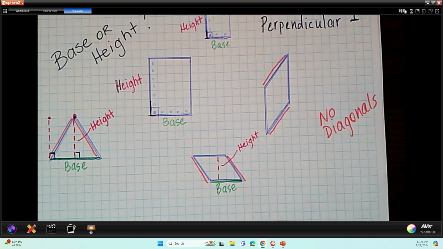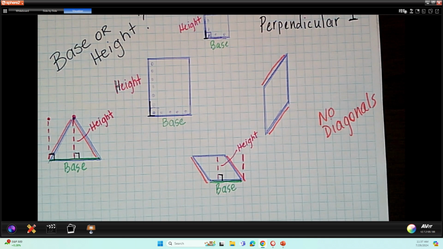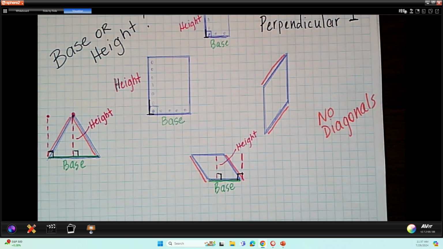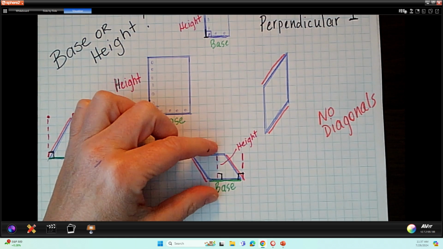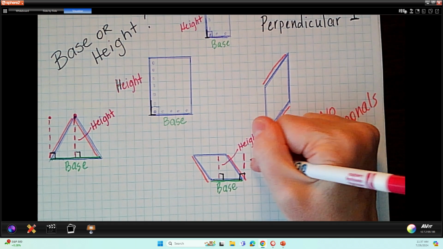Again, it makes the right angle. I could also go on the outside, 1, 2, 3. Okay, there's that right angle. All I'm doing is counting the measurement between the top and the bottom, and that would be the height. So this one is another example of height right here.